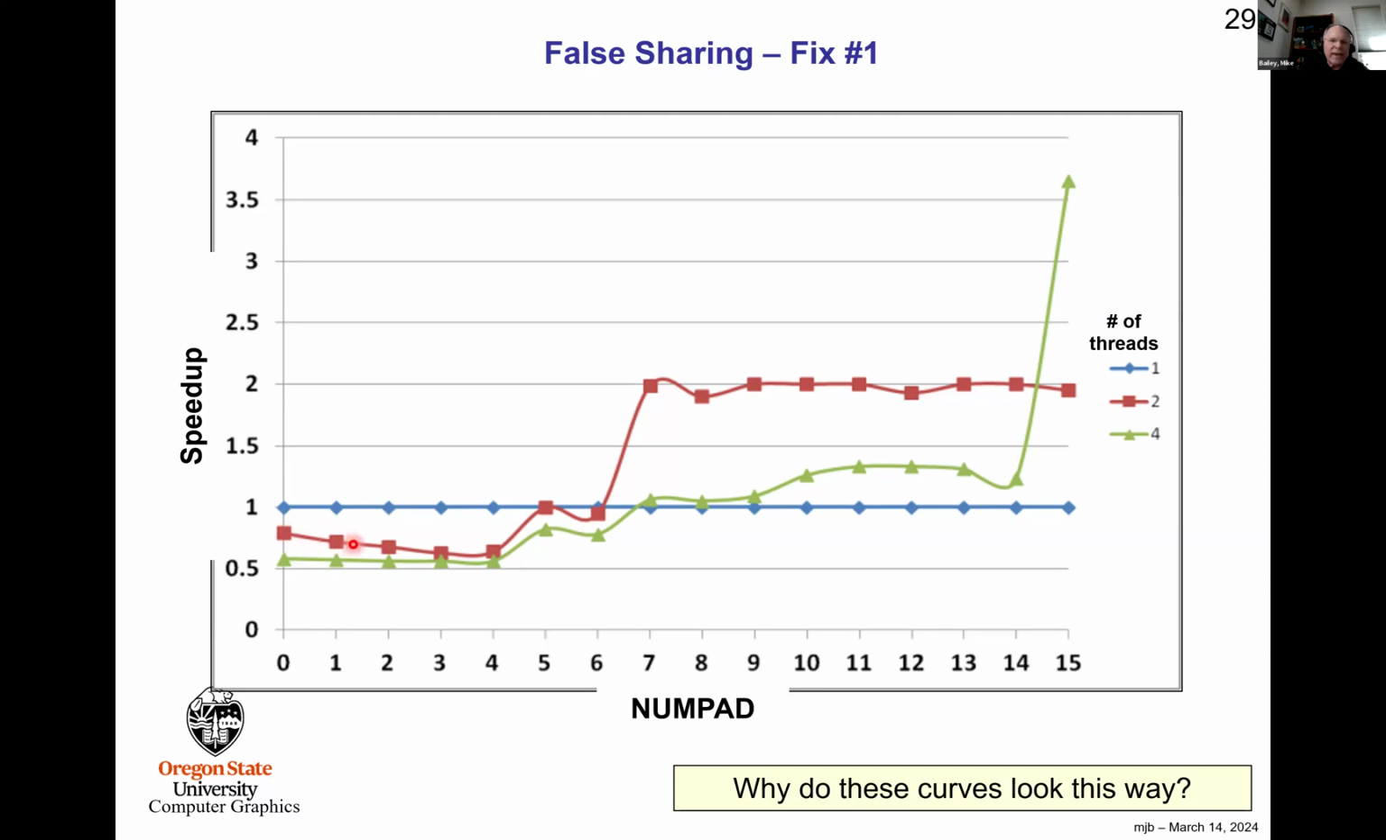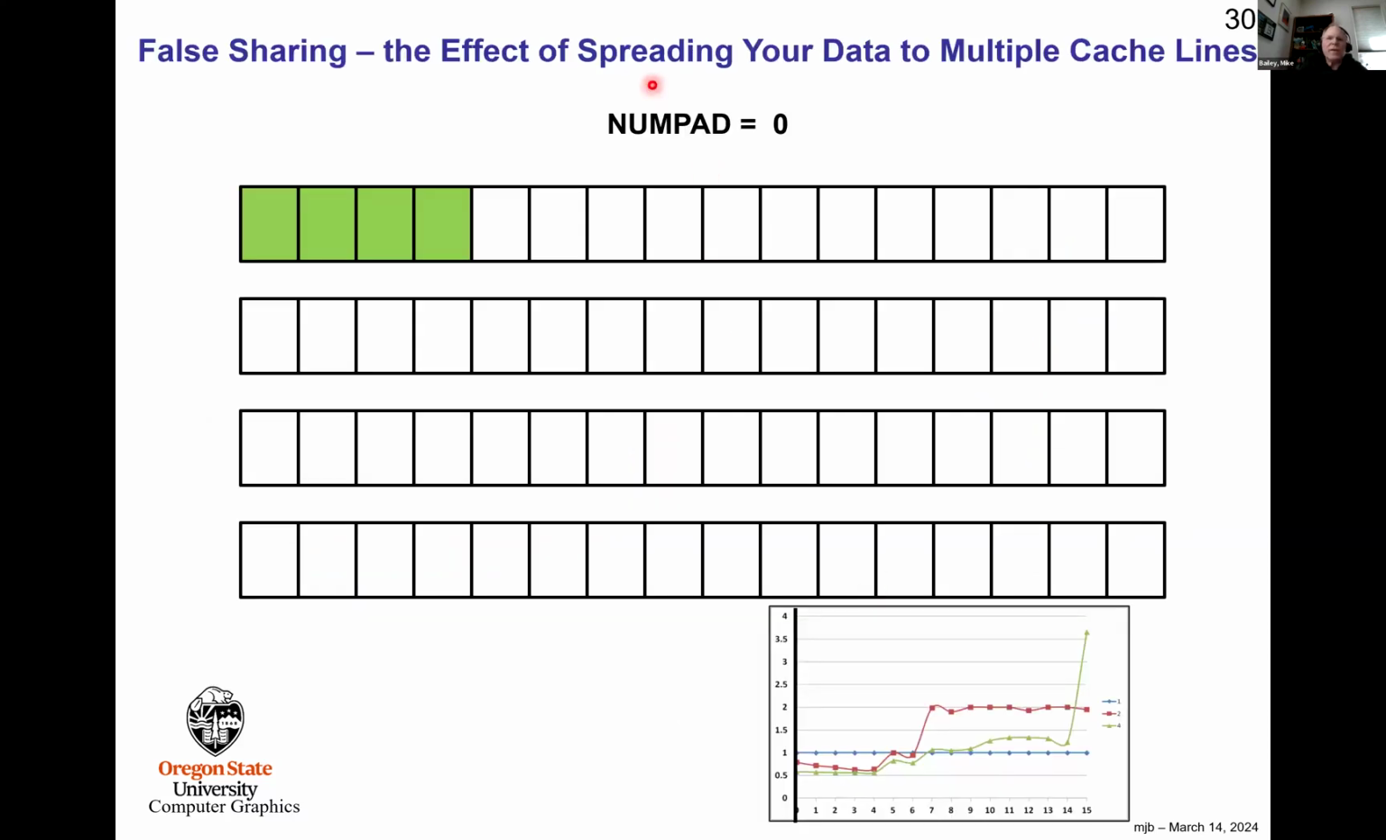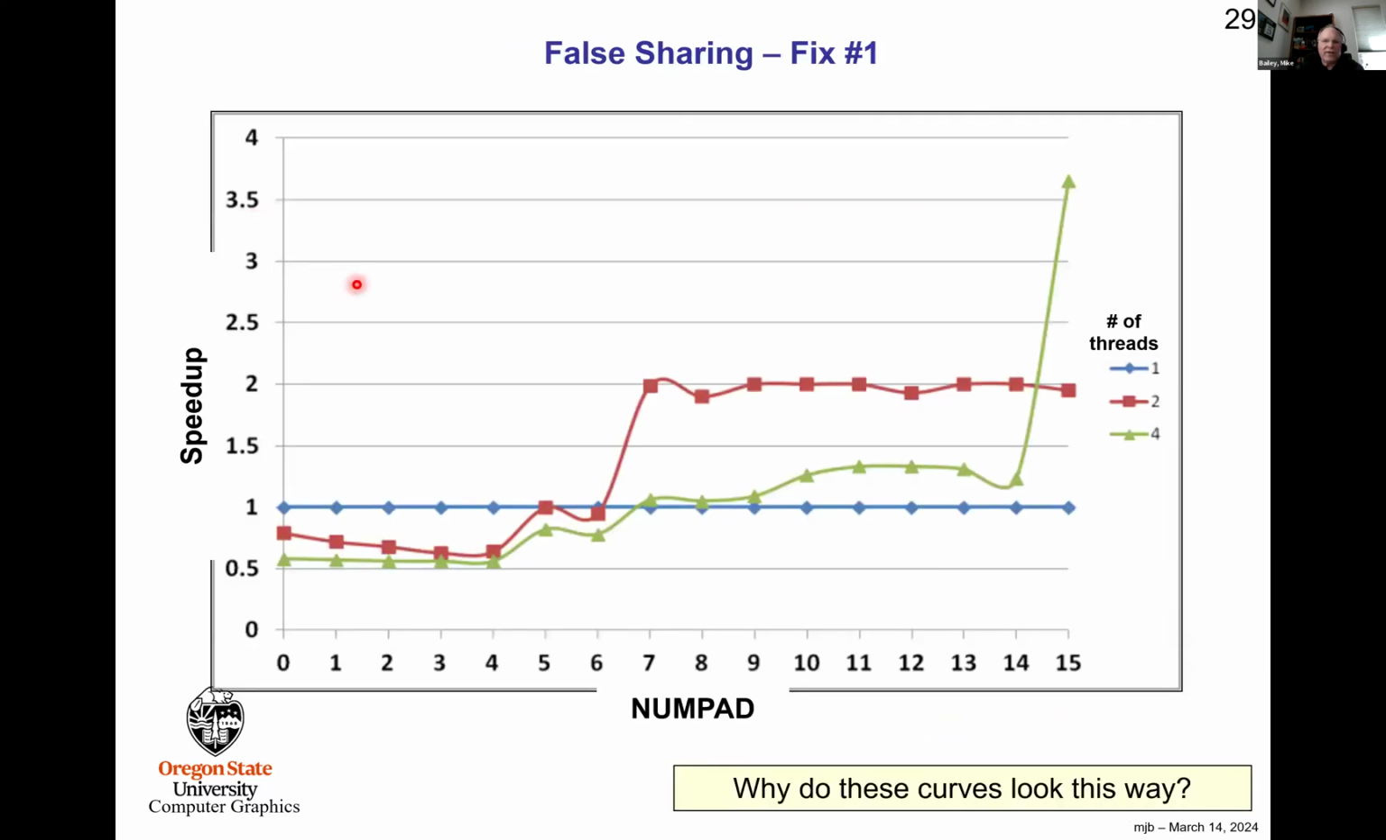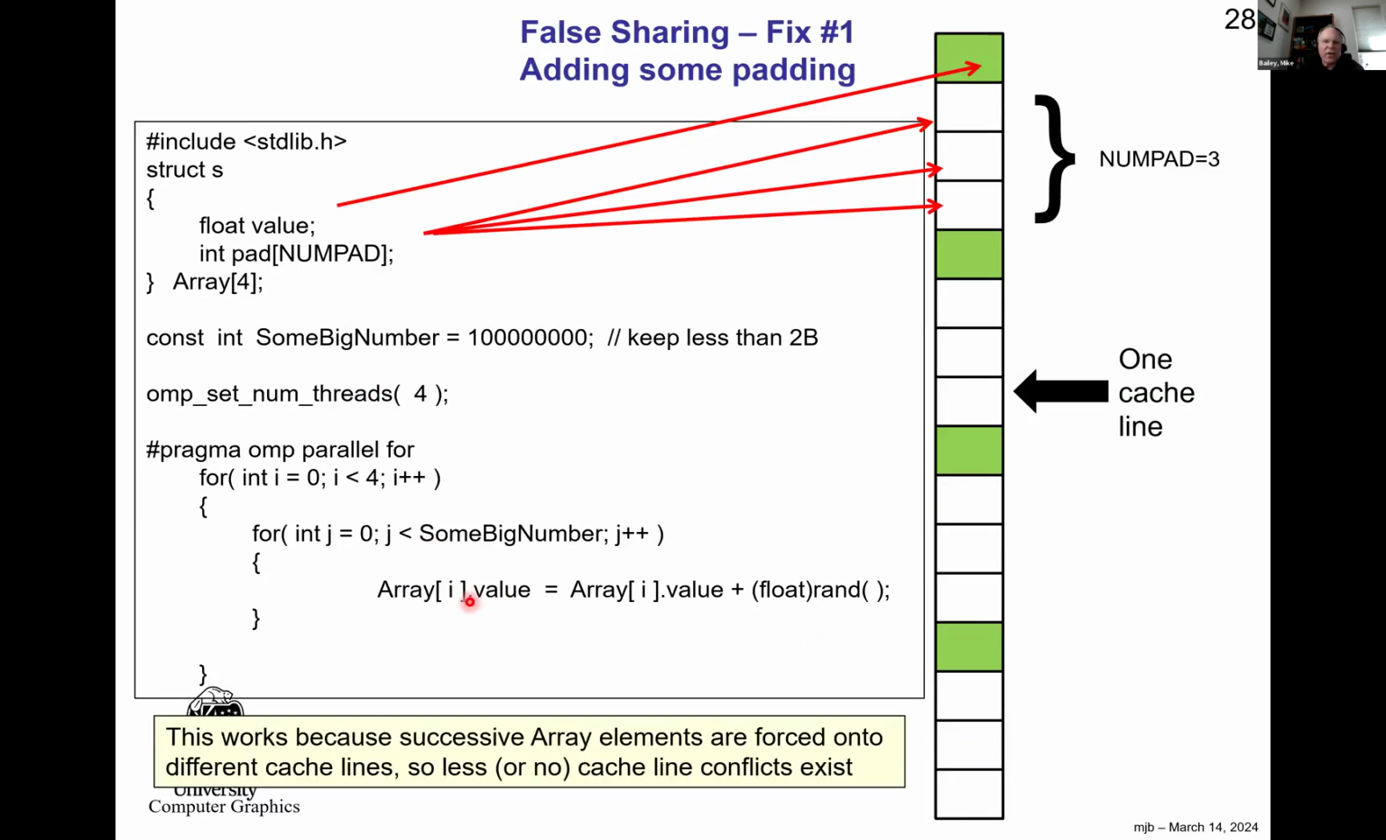And then it gets worse. And then it gets worse. Now, eventually it gets better. So we need to figure out, why is this happening? Here we go. When numpad is equal to 0, the 4 values are right here. But because the four values are right here, all four cores have this cache line. So the moment one core tries to write to the cache line, see, here's the code.